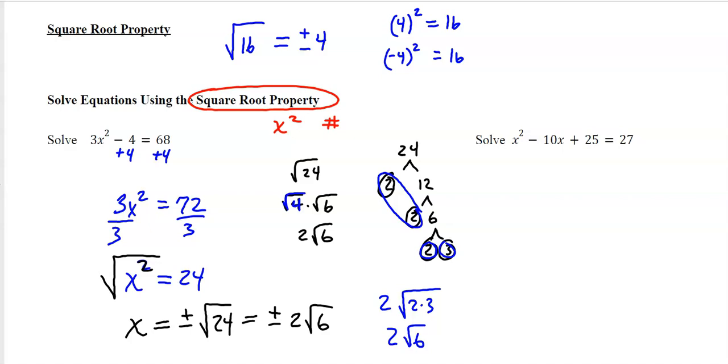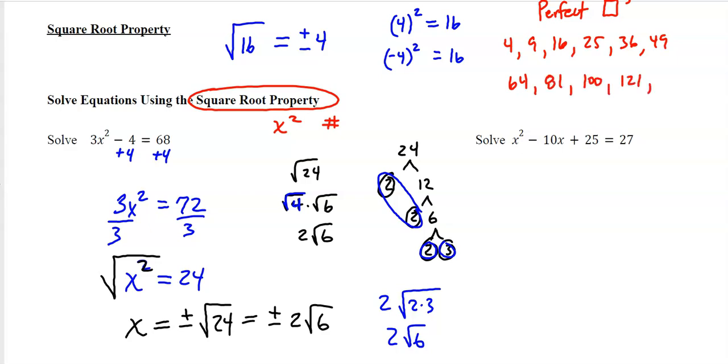Something you might want to refresh yourself with, you might want to write right up here, is perfect squares. So those are the numbers like 2 times 2, 3 times 3, 4 times 4, 5, 6, 7, 8, 9, 10, 11, and 12. That's probably enough. But those numbers should jump out at you to know that they make nice, perfect roots when you take the square root of them.